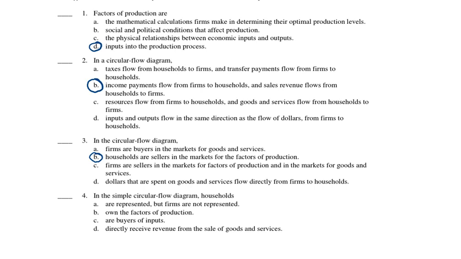In the simple circular flow diagram, firms and households are represented. Households own the factors of production. So the first four questions, D, B, B, B. Any questions or comments on these first four questions?